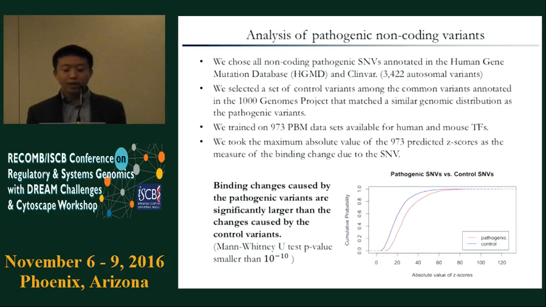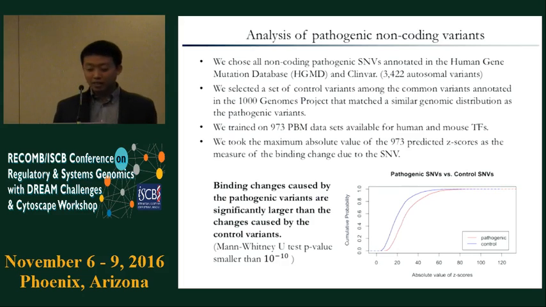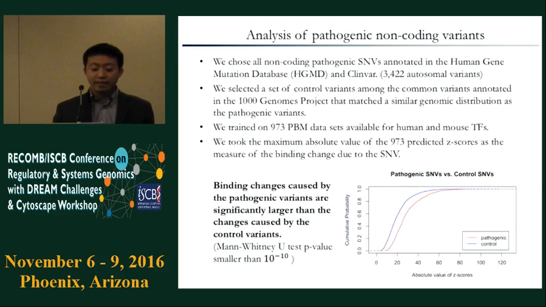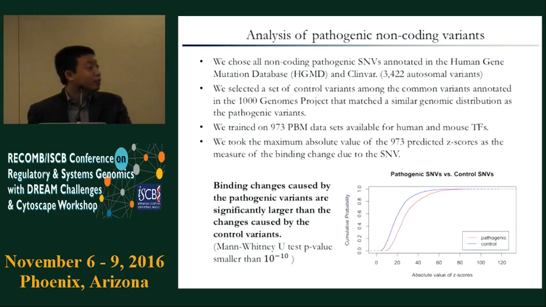And if we compare the distribution of the pathogenic SNP and the control SNP, we can see that the binding changes caused by the pathogenic variants are significantly larger than the changes caused by the control variants.